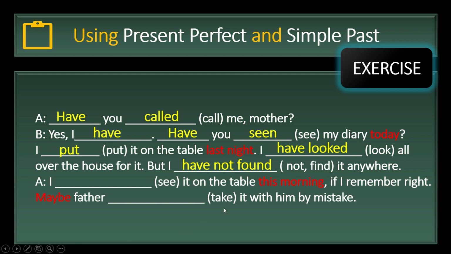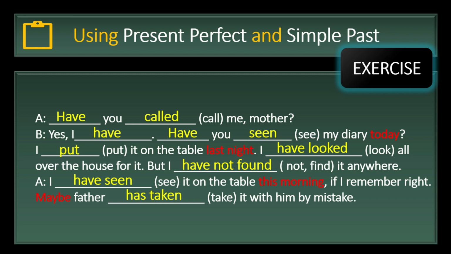Look at this one here. This morning. Now, this morning, and there is no past time reference word here, so we can use present perfect tense again. I have seen it on the table this morning, if I remember right. Maybe father it with him by mistake. I have already told you, with perhaps and maybe, you can use present perfect tense when there is no past time mentioned. Here past time is not mentioned, so we can use present perfect tense. Maybe father has taken it with him by mistake.